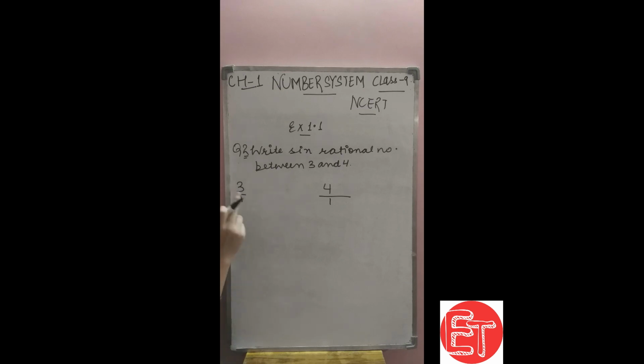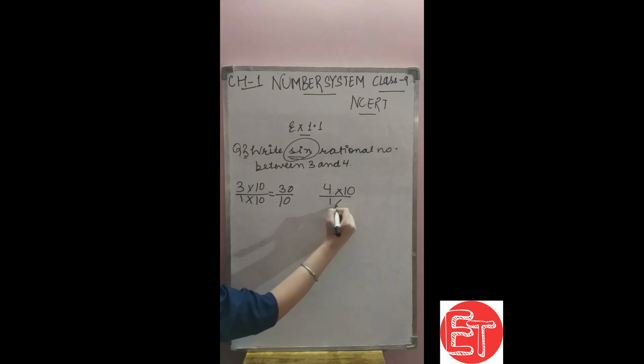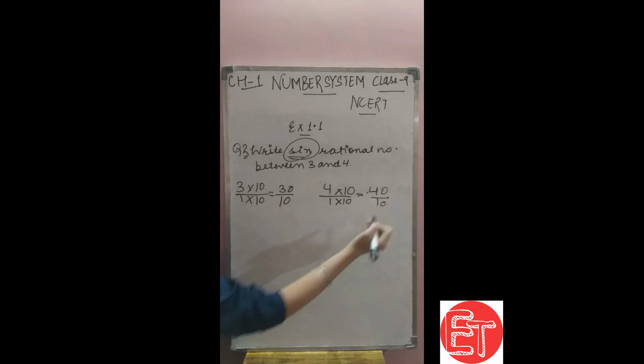So 3 by 1, we must multiply it with any number which is greater than 6, like 7, 8, 9, 10. So I am multiplying it with 10, into 10 on both sides. So 3 into 10 is 30 and 1 into 10 is 10. Same with 4 by 1: if you multiply it with 10, so 4 into 10 and 1 into 10, it will give us 40 by 10. Now you might think that we can reduce it. But if we reduce it, then we will not get the rational numbers, but there are infinite rational numbers.